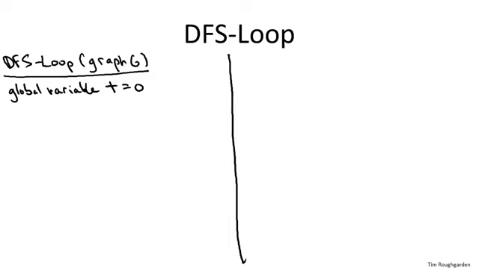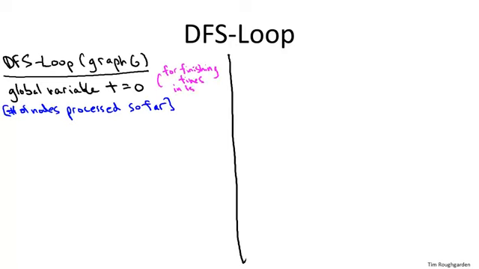So the workhorse for Kosaraju's strongly connected components algorithm is this DFS loop subroutine. And it takes as input a graph. Okay, so it does not take as input a starting node. It's going to loop over possible starting nodes. Now for the bookkeeping, to compute finishing times, we're going to keep track of a global variable that I'll call t, which we initialize to 0. The point of t is to count how many nodes we've totally finished exploring at this point.